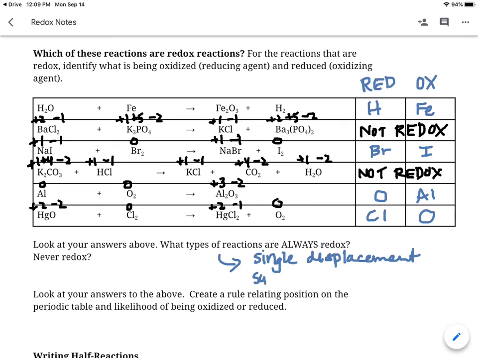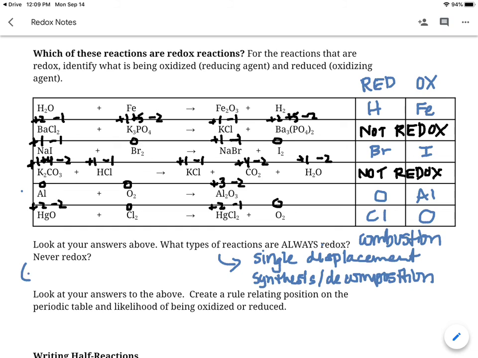Another type would be synthesis and decomposition, but only when you see examples like this one, and I guess we don't have a decomposition, right? So when we have a synthesis reaction where the elements are becoming a compound, or a decomposition where the compound is becoming elements. There are synthesis and decomposition reactions that wouldn't always be redox, but the ones that involve elements on one side and a compound on the other would. And then the other one would be combustion. A combustion reaction is always a redox reaction.